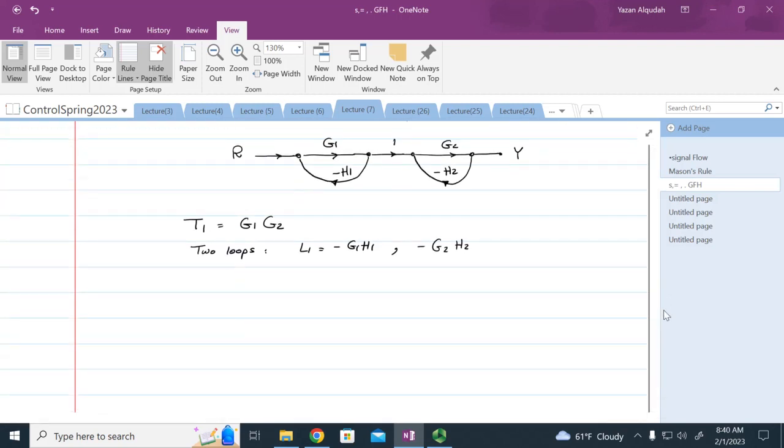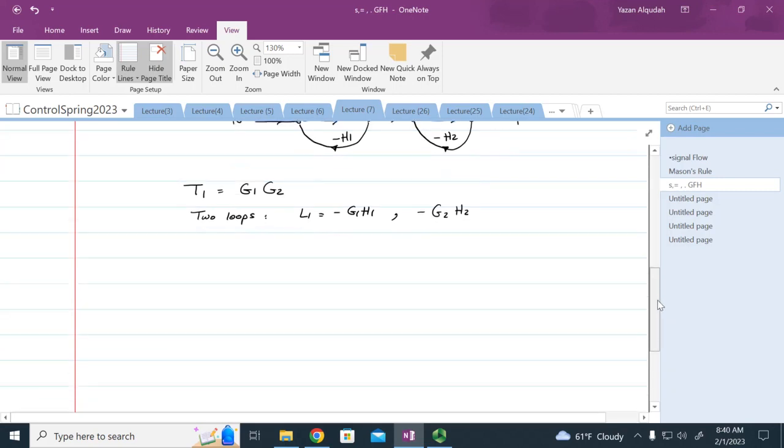Okay. So here is an example of non-touching loops. And this is how the block diagram looks if they are not touching. But we'll see when they are touching and how the block diagram would look. Okay, so these are non-touching.